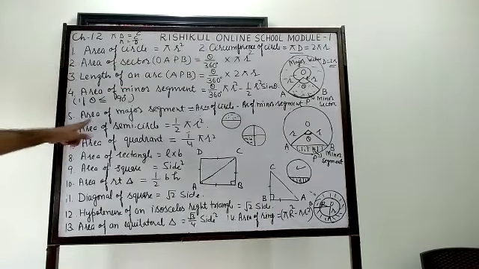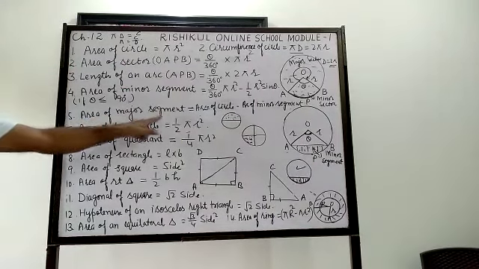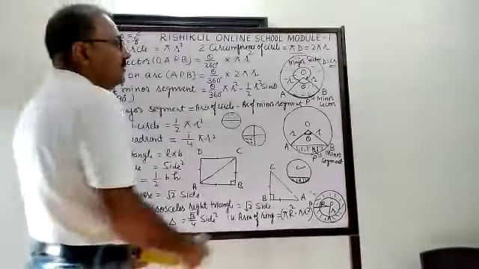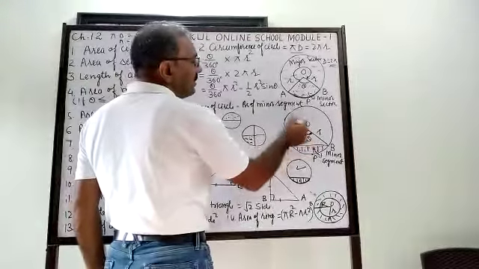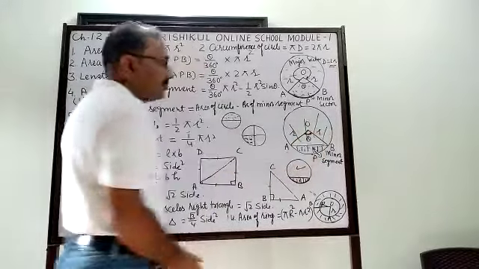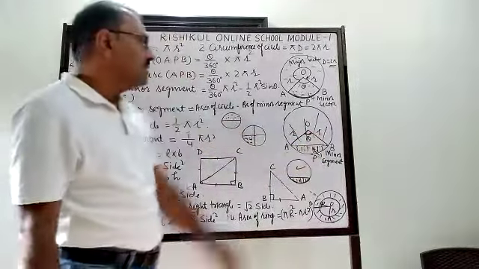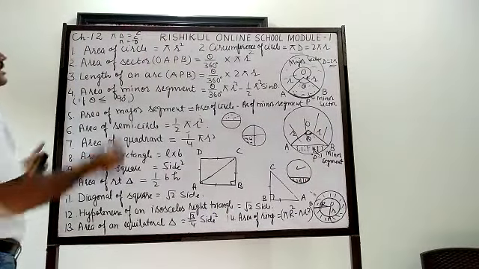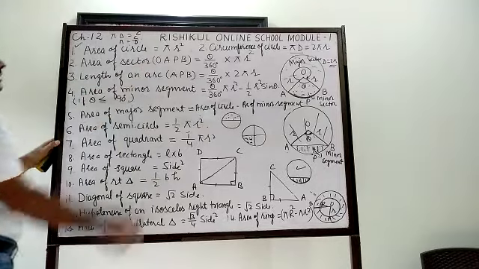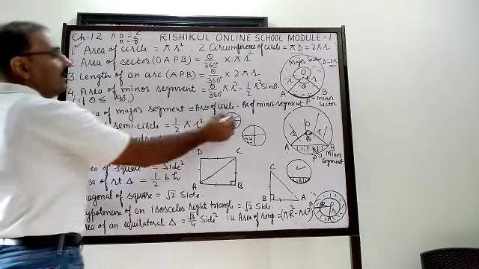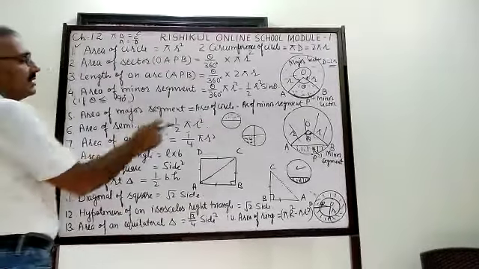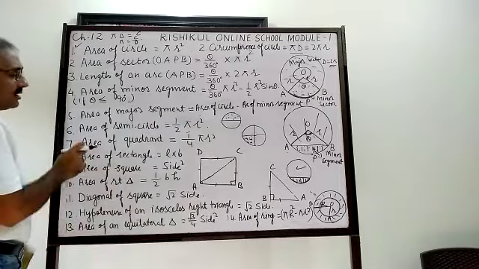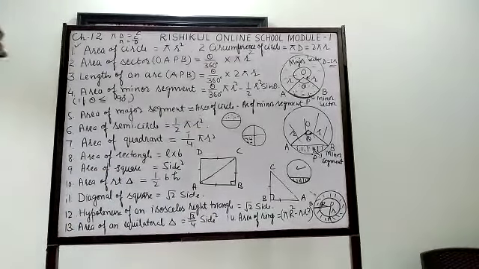Clear? Then area of major segment is the area of circle minus the area of minor segment. If you want to find the area of the major segment, then area of circle minus area of minor segment. Then what is the area of a semicircle? Area of circle is pi r square. Semi means half. Area of semicircle is 1 upon 2 pi r square. Clear? And area of quadrant. What is a quadrant? This one.